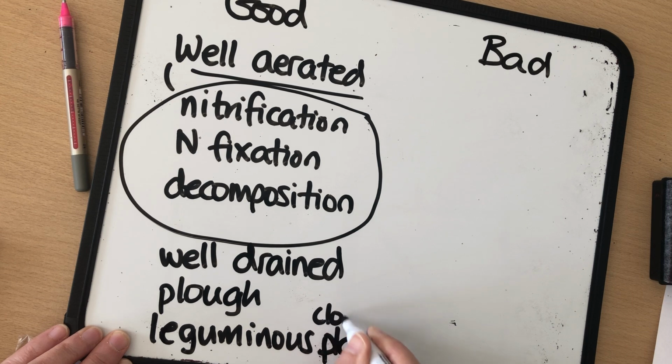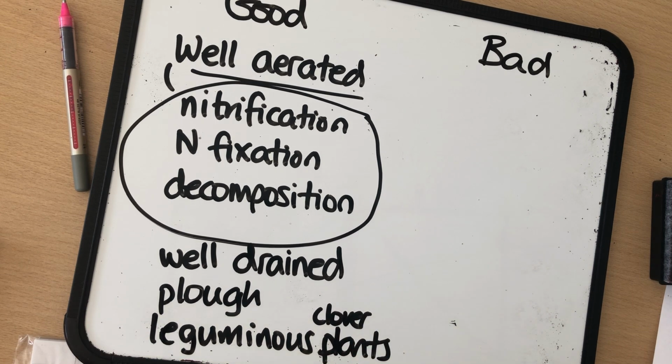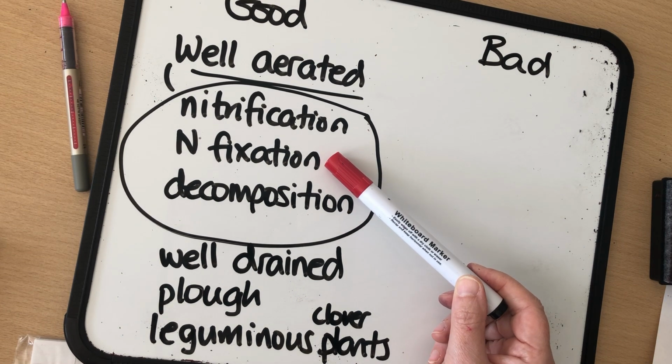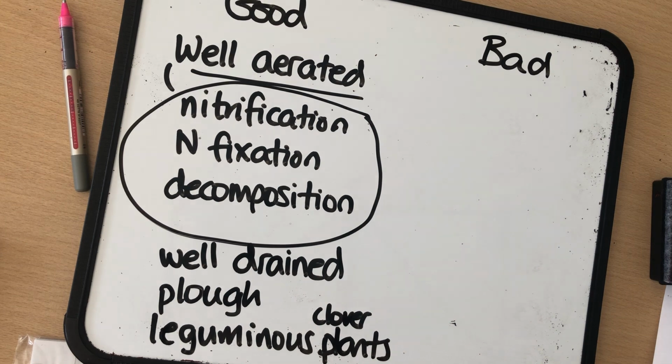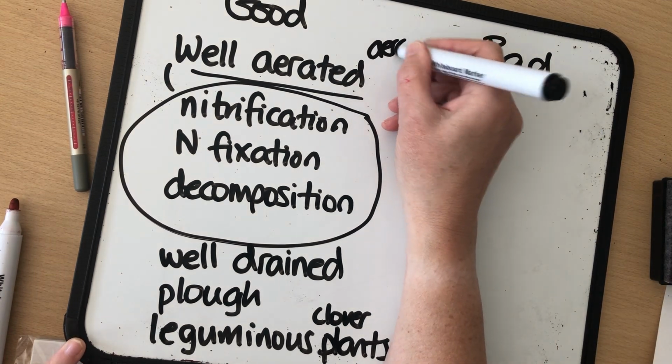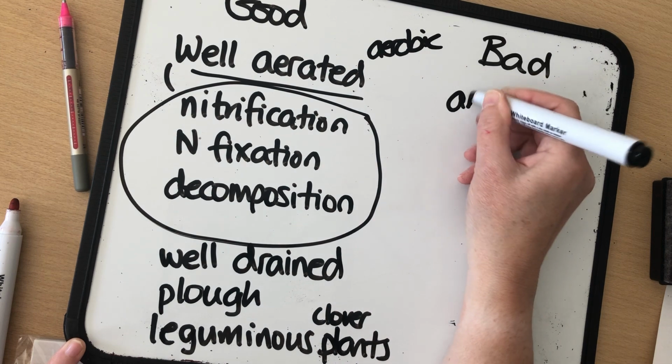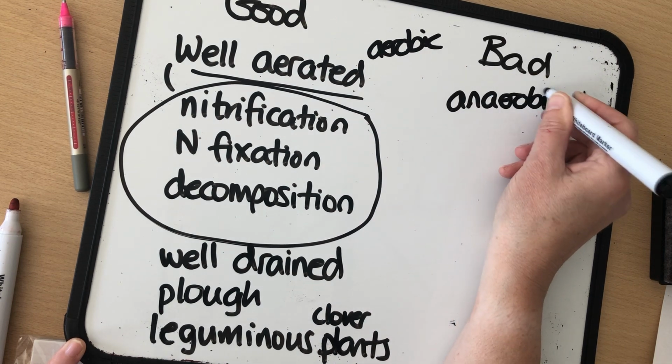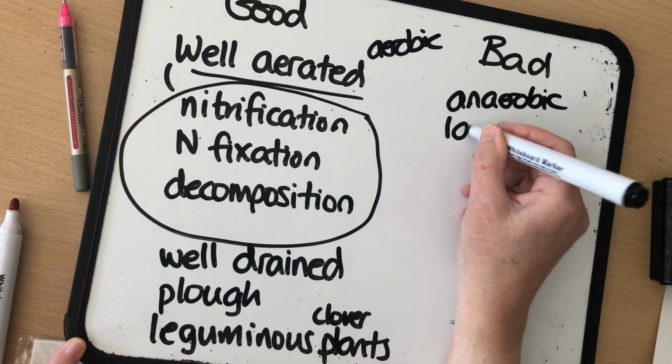So clover is a good example. Sometimes the farmer's planting a field of grass for grazing, he'll plant clover in with it. So the clover will contain the root nodules that contain the nitrogen fixing bacteria to make lots of nitrates. Bad soil, on the other hand, is one that is anaerobic. So that one would be aerobic. Anaerobic. In other words, lack of oxygen.